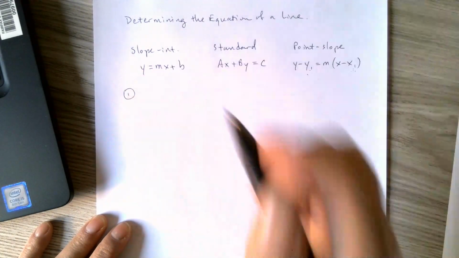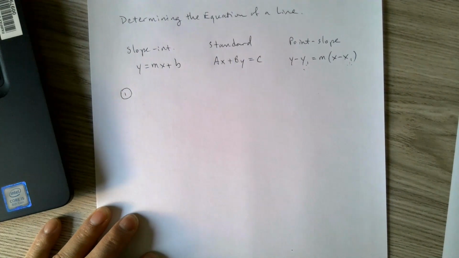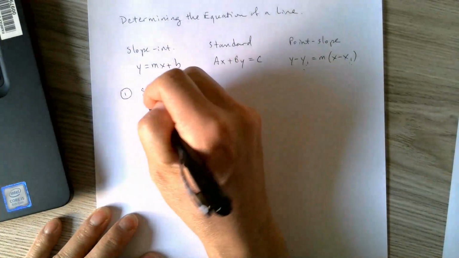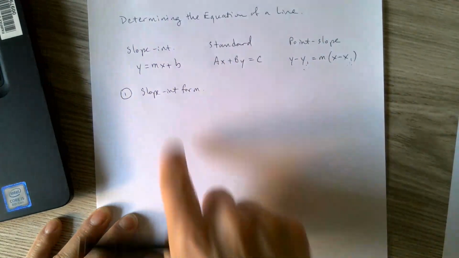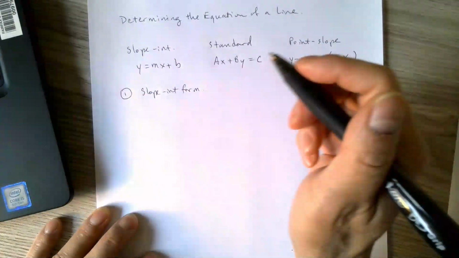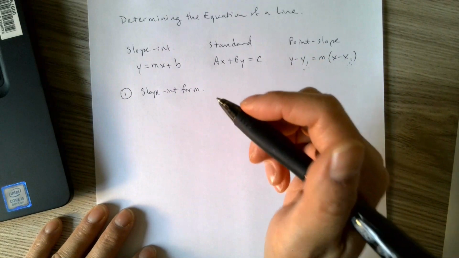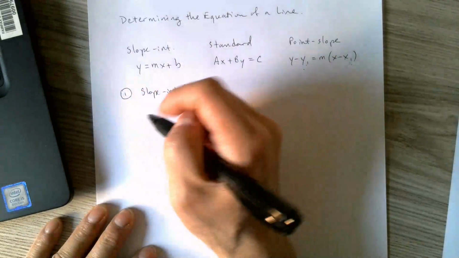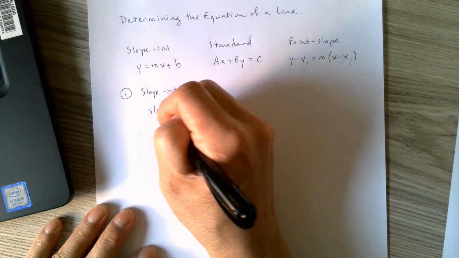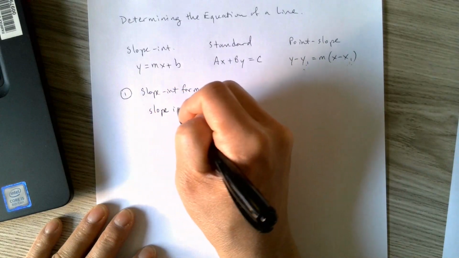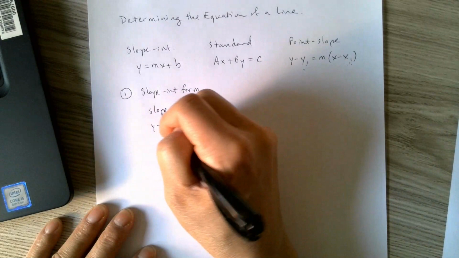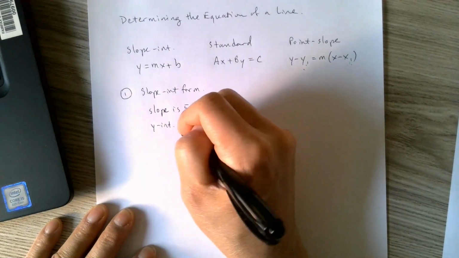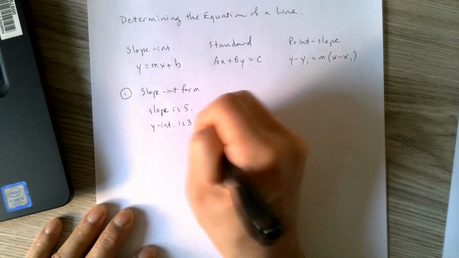Okay, so for number one, I'm going to specify I want slope-intercept form, that's that one, of a line that has the following characteristics. Slope is 5 and y-intercept is 3.